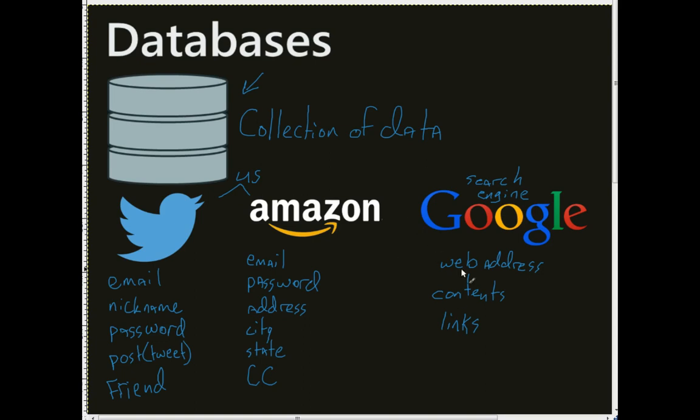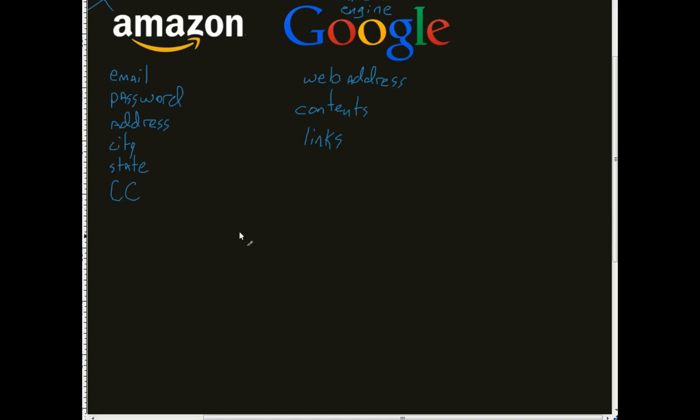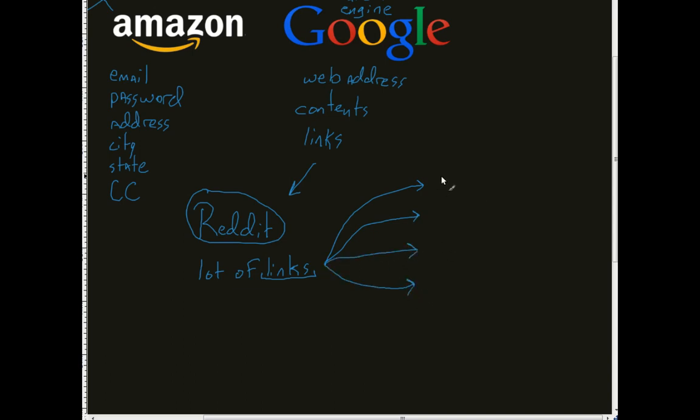Google is storing this data so that it might do some analysis on it. For example, let's say we go to a site like Reddit. Reddit is just a site aggregator. It just collects data from other websites, so it has a lot of links. So what does Google do? Google is going to go to Reddit, and it's going to see that Reddit has a bunch of links. So it's going to go to every single one of those links and find out what the contents on that page are.